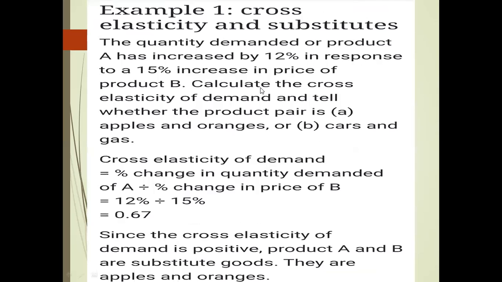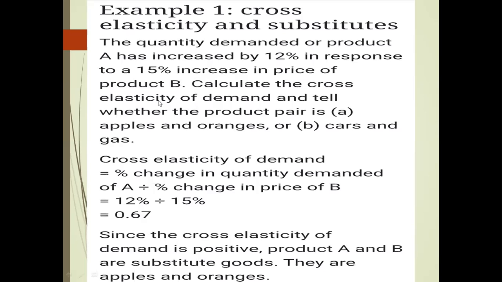So question here, you see the quantity demanded of product A has increased by 12%. Now see in this question, first of all, you should understand the language of the question. He is clearly mentioning the demand of product A is increased by 12% in response to a 15% increase in the price of product B. So I told you earlier also, when the question says an increase in the price of one product and a change in quantity demanded of another, you should understand that there is a question of cross elasticity of demand.